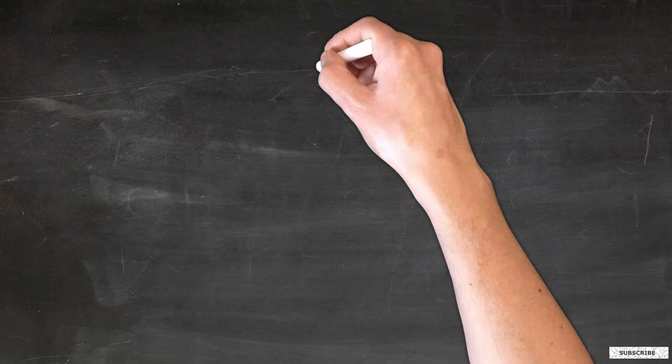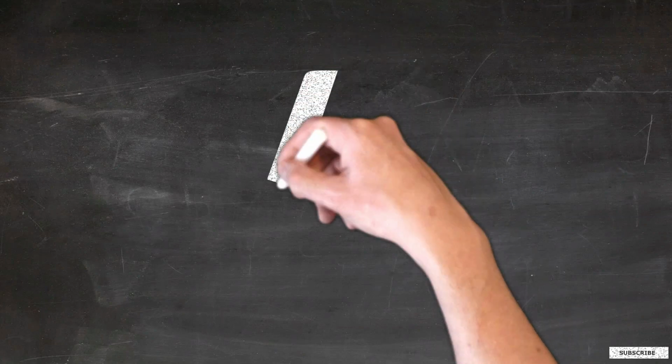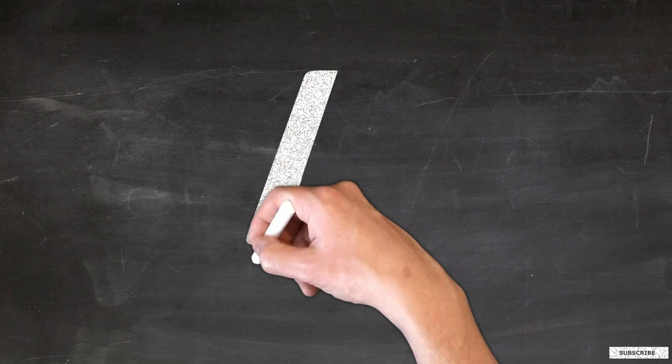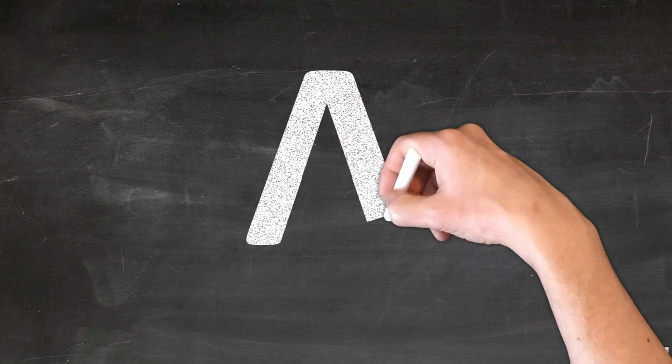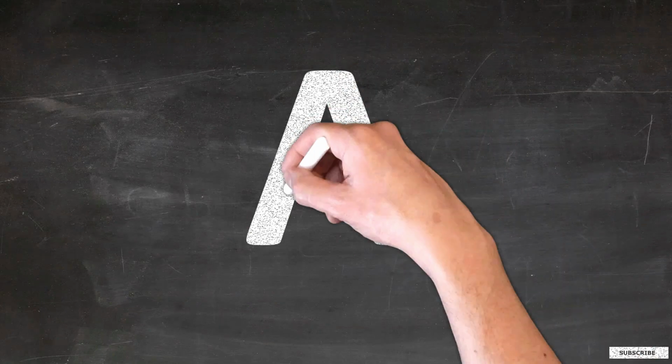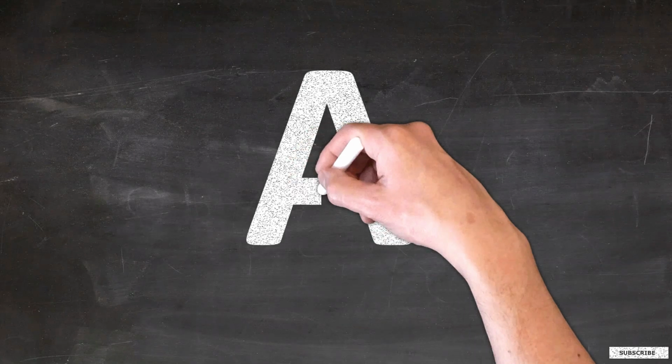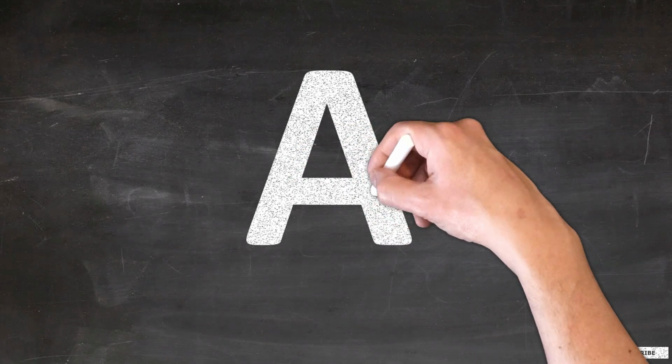Start from the top, draw a slanting line downward. Go to the top again, draw another slanting line down to the opposite side. Go a little below in the middle, draw a slipping line across. This is capital A.